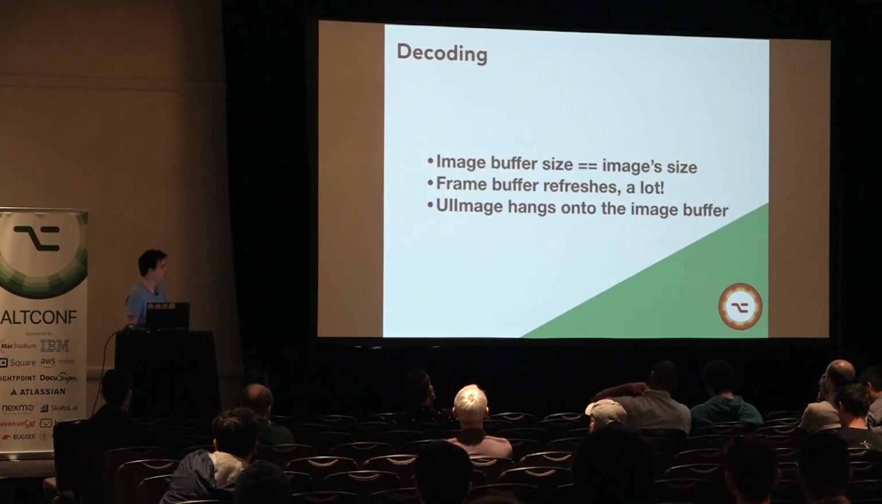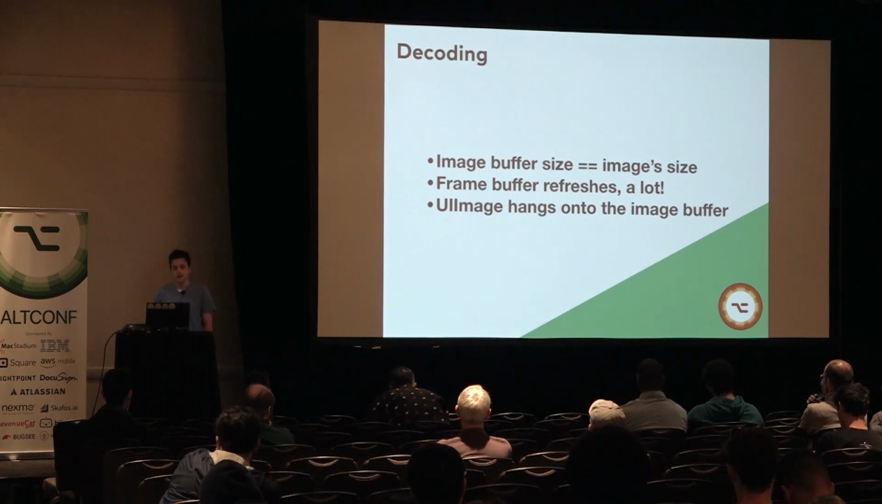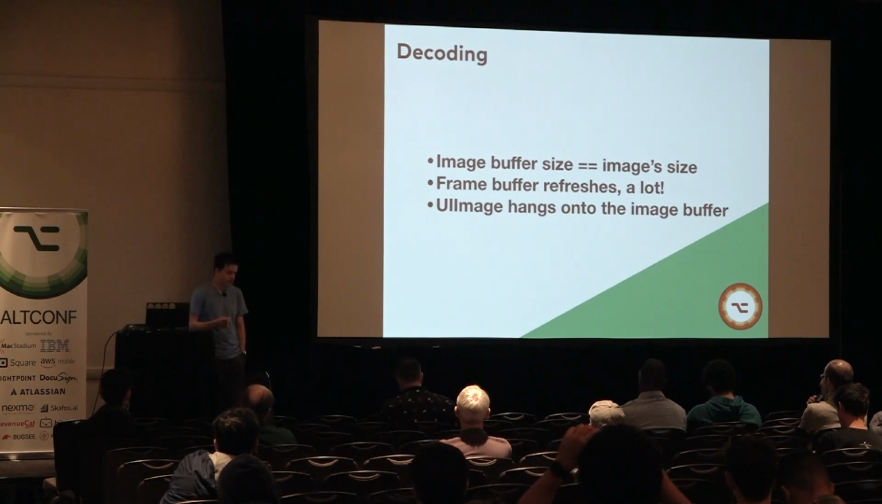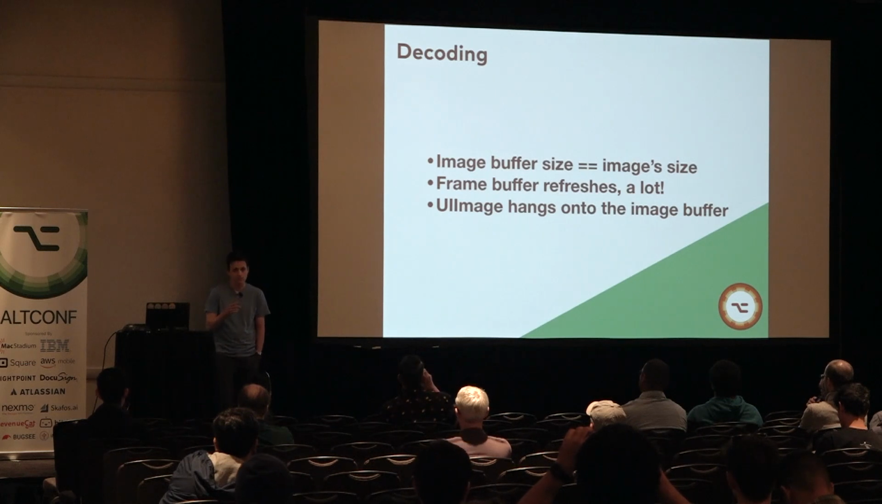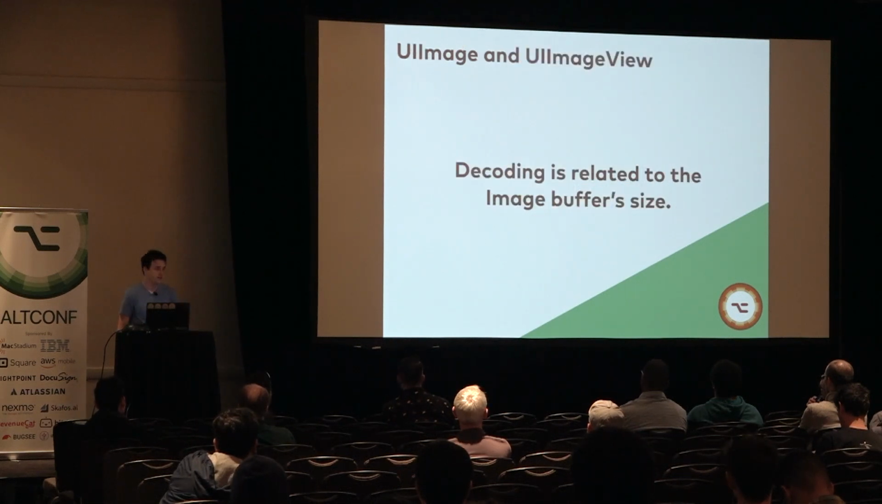So a few important things about decoding that you really need to understand. One, the image buffer size, basically the CPU and memory hit that you're taking, is intrinsically tied to the image's size, right? And also, the frame buffer, as we saw, refreshes all the time. So since this decoding process can be a CPU-intensive hit, UIImage only does it once, right? Because it wouldn't make sense to keep decoding it over and over and over because the frame buffer is going to update a lot of the time. So what this means is you could have a lot of allocations hanging out if you have a lot of images in your app.